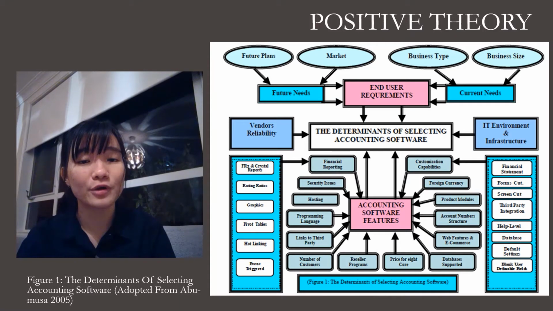The theory we will use is positive theory, because we will investigate the factors that are actually considered to determine accounting software and make conclusions based on observation. So now my teammate will talk about the following parts.